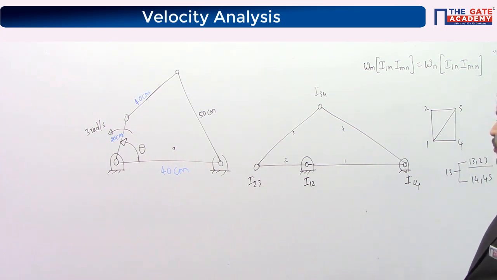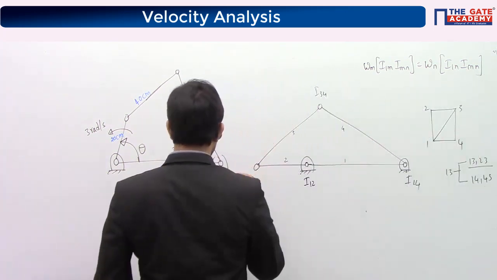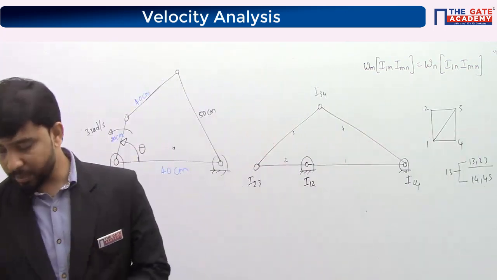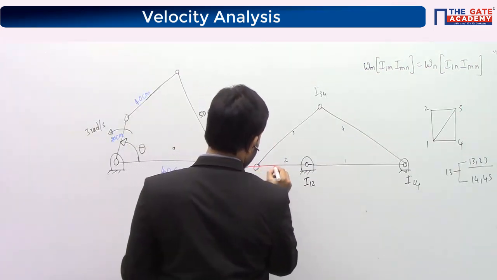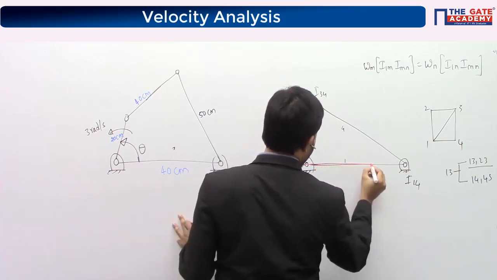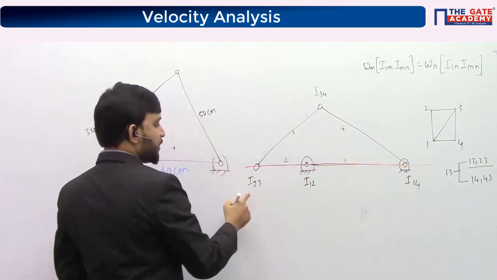Draw a line passing through 1,2 and 2,3. This is 1,2, this is 2,3. I'm drawing a line passing through 1,2 and 2,3. This line is passing through 1,2 and 2,3.